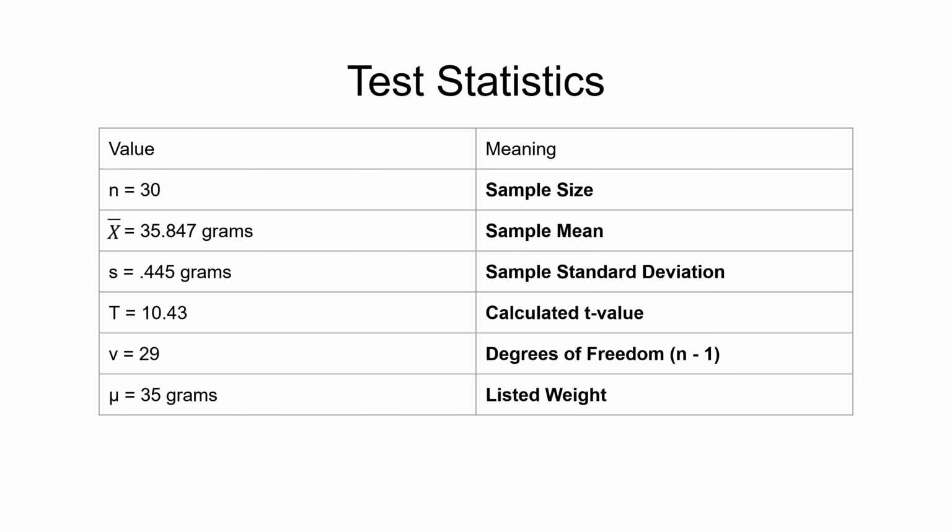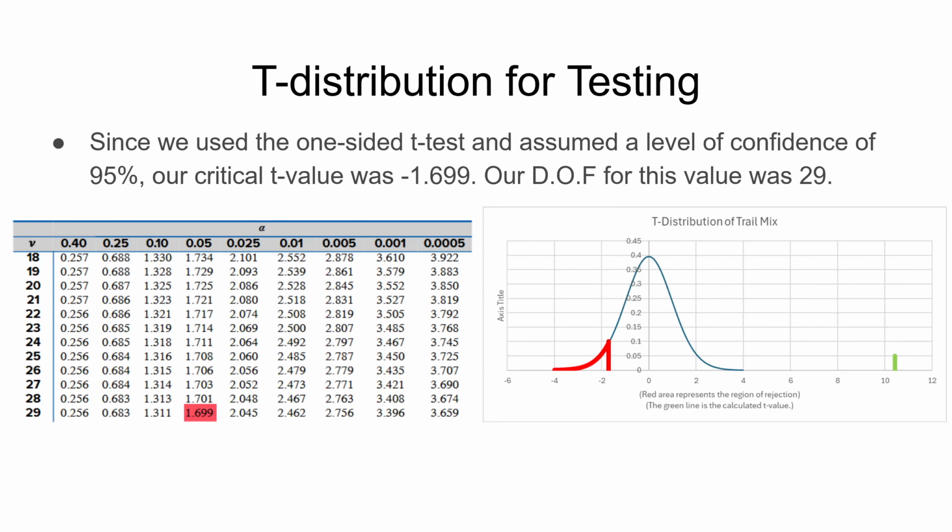Here are some of the test statistics that were found after gathering the data. Our sample size was 30. Our sample mean was 35.8 grams. The sample standard deviation was 0.45 grams. The calculated t-value from the previous formula was 10.43. Our degrees of freedom was 29, and the actual listed weight was 35 grams.